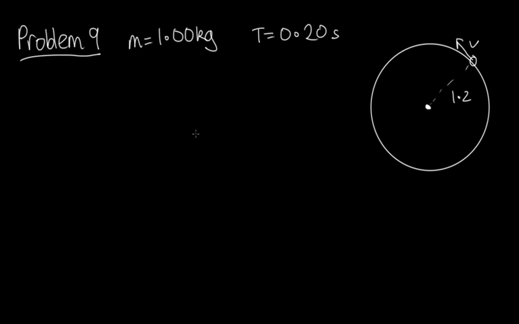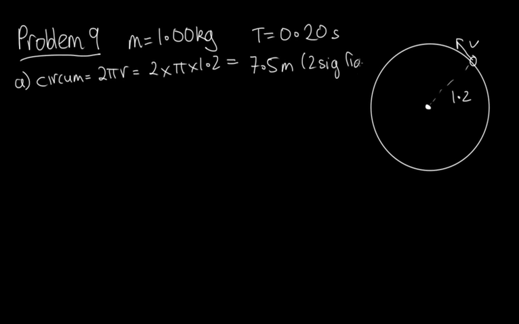Part A says calculate the circumference of the circular path. The circumference of a circle is just equal to 2 pi r. So this is 2 times pi times 1.2, and solving that on the calculator, we end up with 7.5 meters to two significant figures.